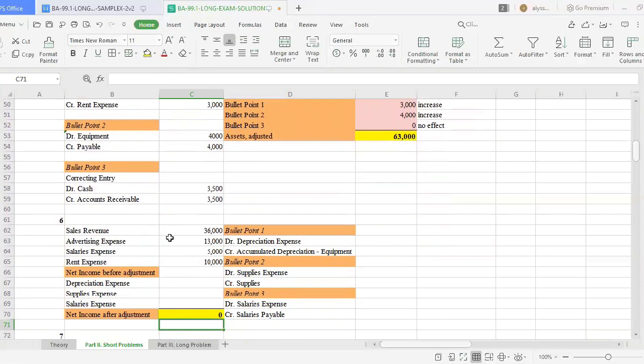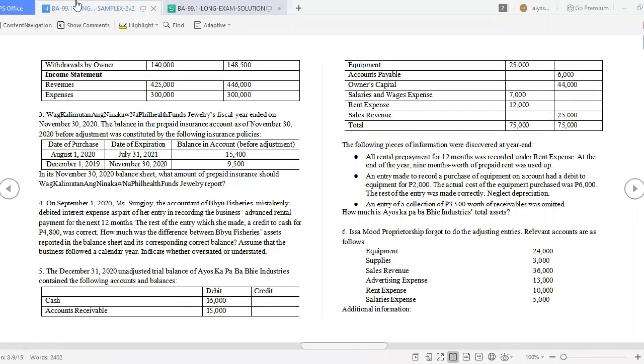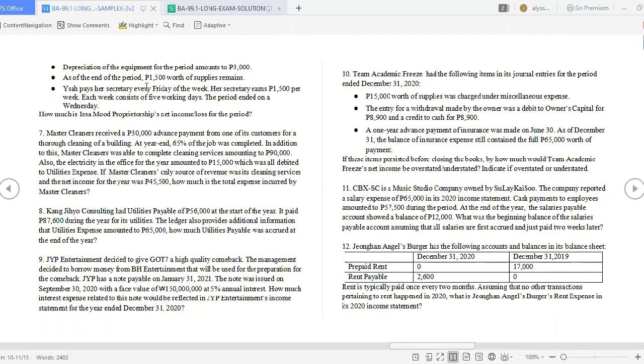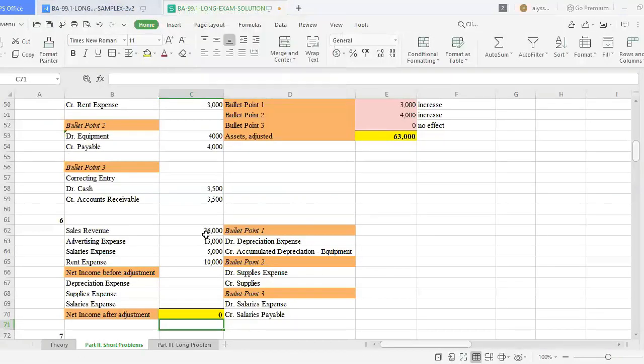So let's go to number 6. So for number 6, Isamud proprietorship forgot to do the adjusting entries. So relevant accounts are as follows. We have here equipment, supply, sales revenue, advertising expense, rent expense, salaries, and additional information here. So the question is how much is Isamud's proprietorship's net income or loss for the period?